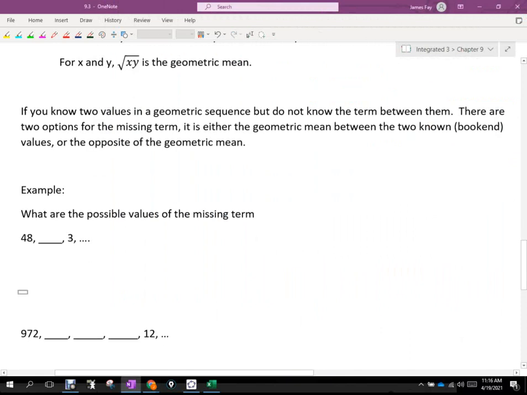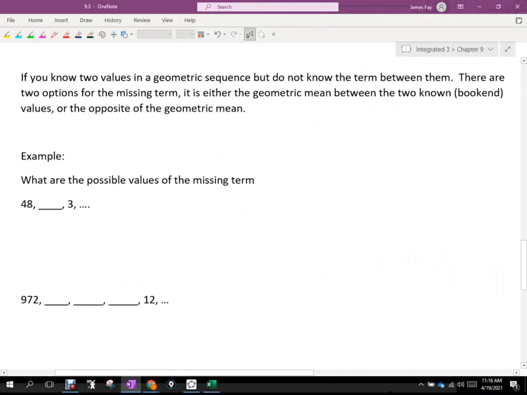Okay, so 48 and 3 are the bookends, and I don't know what that middle term is, but I know that the sequence is geometric. Does that make sense? So the way that I find that number is that it is the geometric mean between that number and that number. So I'm going to take 48, multiply it by 3, take the square root. Okay? So 48 times 3 is 144. What's the square root of 144?